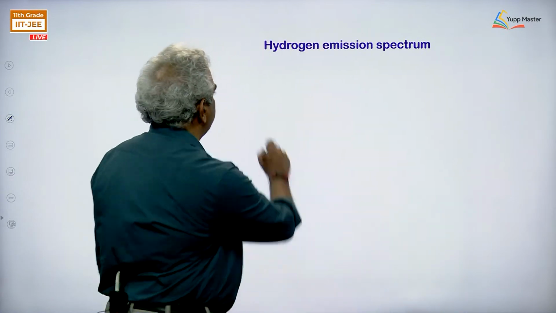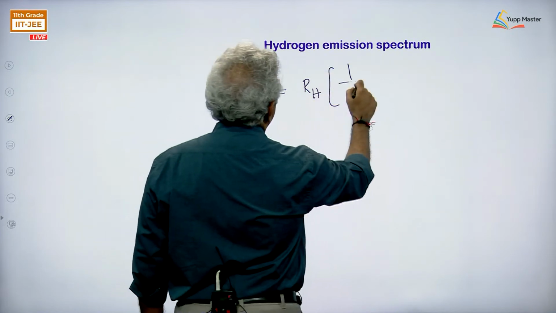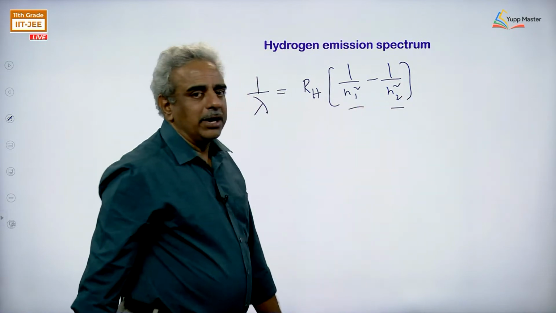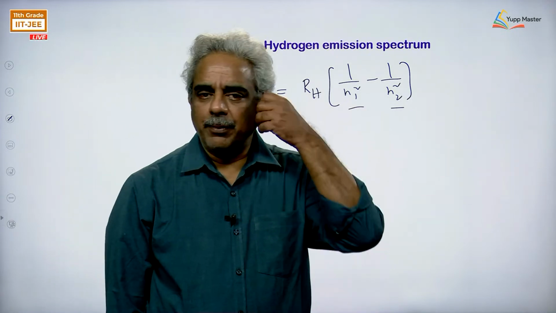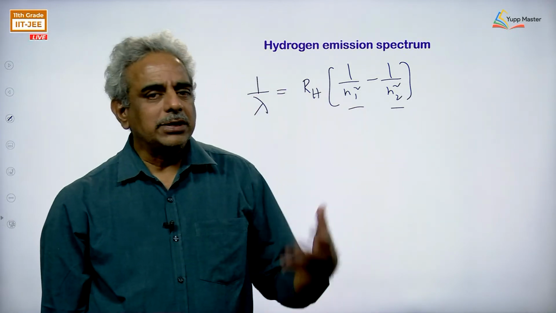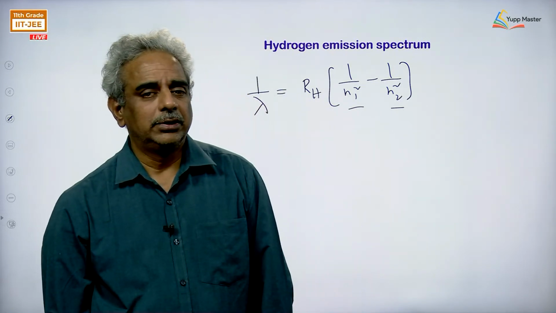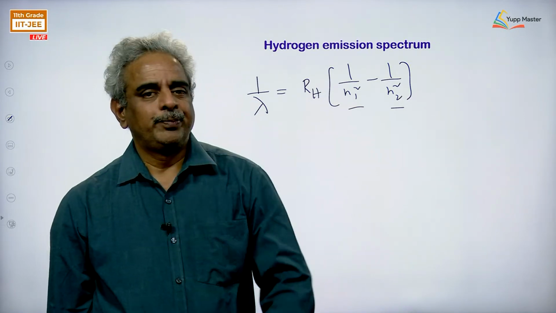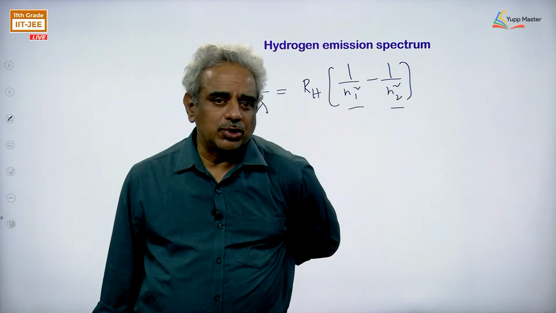This is rather an empirical expression. 1 by lambda is equal to RH into 1 by N1 square minus 1 by N2 square. Actually, N1 and N2 are not well defined quantities, random values. They must be whole numbers. And RH is randomly worked out, but it was a very successful, wonderful effort by Rydberg. So, we have got the Rydberg constant 109677, and this value happens to be correct after we prove it after Bohr's model is done.